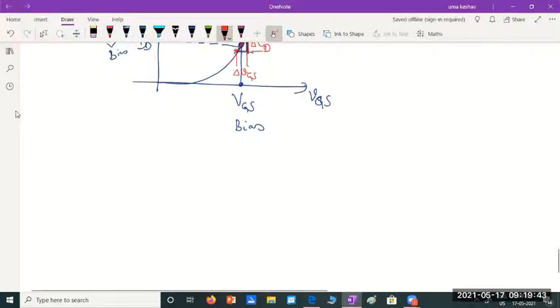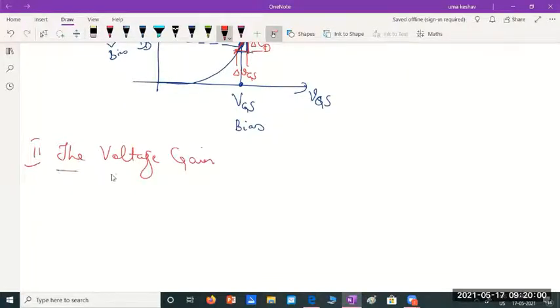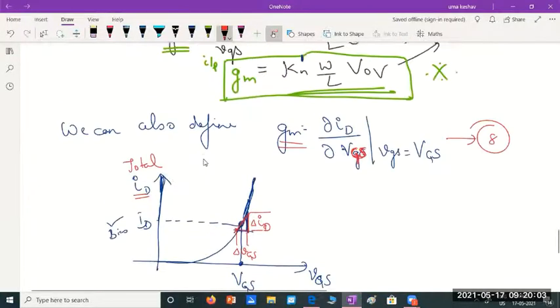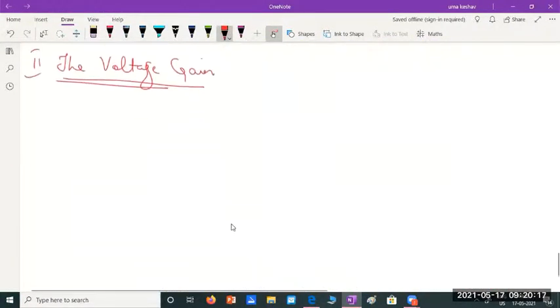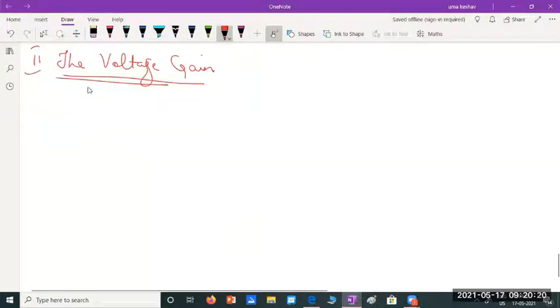Now we'll try to find the second parameter. The next parameter which we have to derive to get the small signal model is the voltage gain. I hope you understood. First, we found an expression for small signal drain current in terms of small signal gate source voltage. From that, we were able to define the transconductance GM. We got one parameter. Next, we'll find the relation for voltage gain in the circuit.